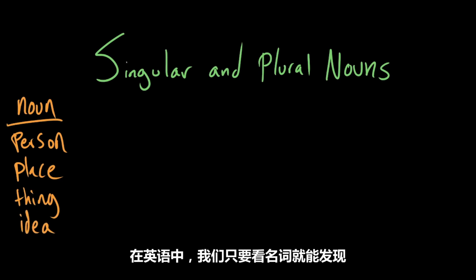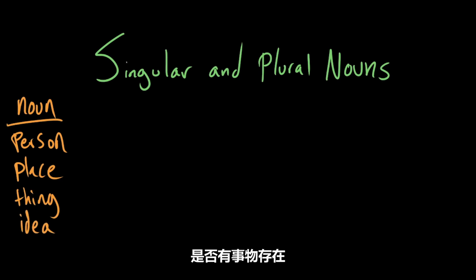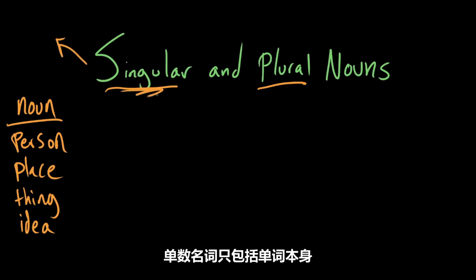And in English, we can figure out, just by looking at a noun, whether or not there is one of something, whether it's singular, or whether or not there is more than one of something. And there's an easy way to tell the difference between singular and plural. So if you break the words down, singular contains the word single. Single means there's only one of it.